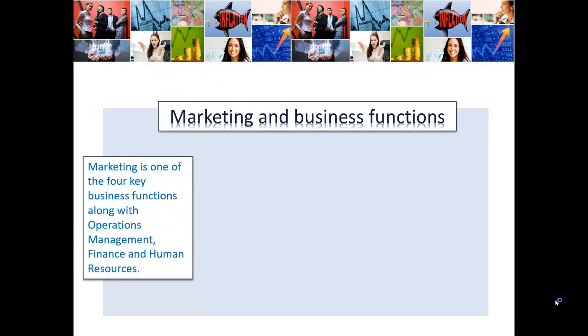Marketing ties in with other business functions. So marketing is one of the 4 key business functions, along with operations management, finance and human resources.